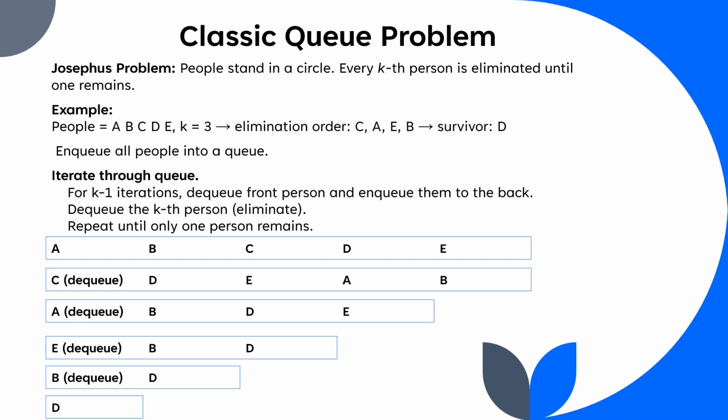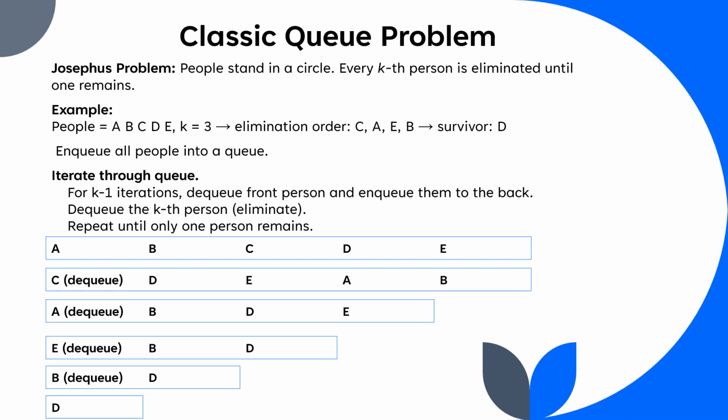Okay, so we're going to look at the Josephus problem. In simple terms, people stand in a circle and every kth person is eliminated until only one remains. So children often use this method to pick who's it in a game of tag. Let's look at the example in the slides. Let's say we have people A, B, C, D, and E standing in a circle and we want to eliminate every third person. Here's how we can solve this using a queue.